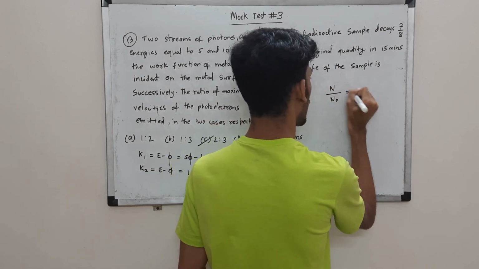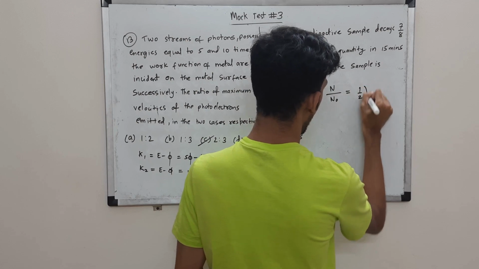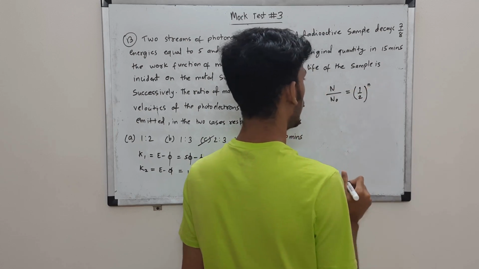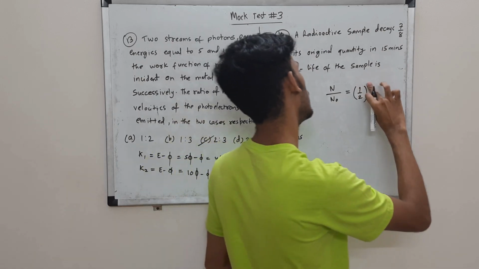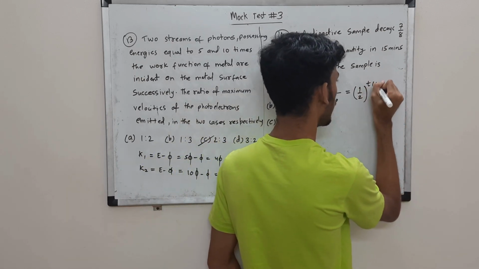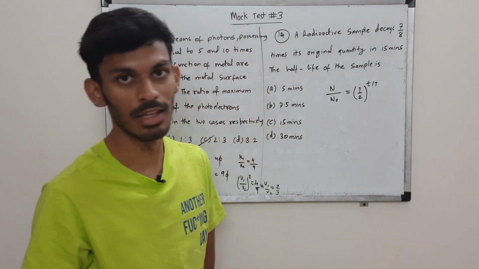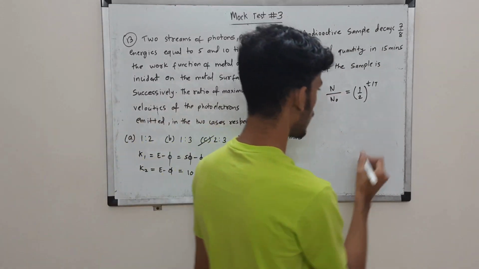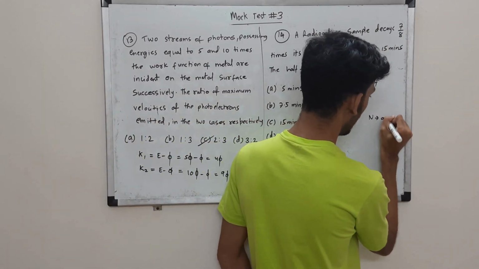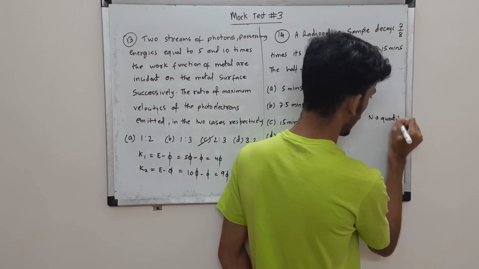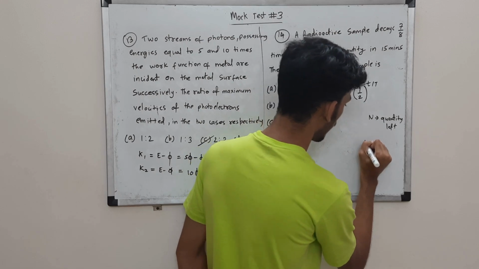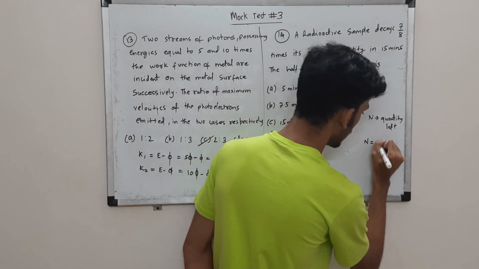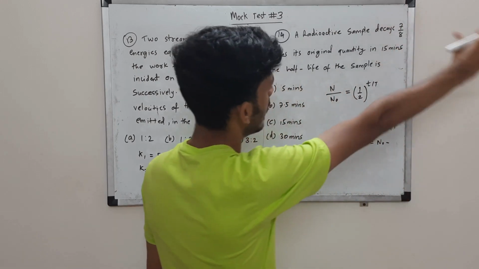You are just supposed to use this formula: n upon n0 is half raised to the power n, and you can also write this as t by T. So basically that gives you the number of half-lives. Here small n is the quantity left, a very important point. The initial quantity is n0, so n will be the initial quantity minus the quantity that has decayed.